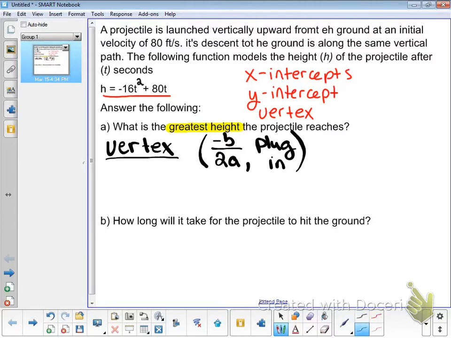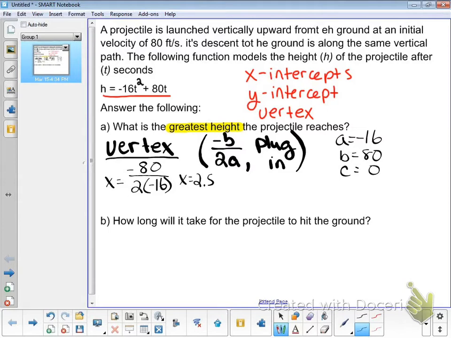So let's take what we know. We know that a is negative 16, b is 80, c is 0. Now we have to find the vertex. I'm going to plug into the opposite of b, which is negative 80 over 2 times a, which is negative 16. Now you put this into the calculator, and you have to be careful to put it in correctly. So I'm going to do negative 80 divided by parentheses 2 times negative 16, close parentheses, and I get 2.5.